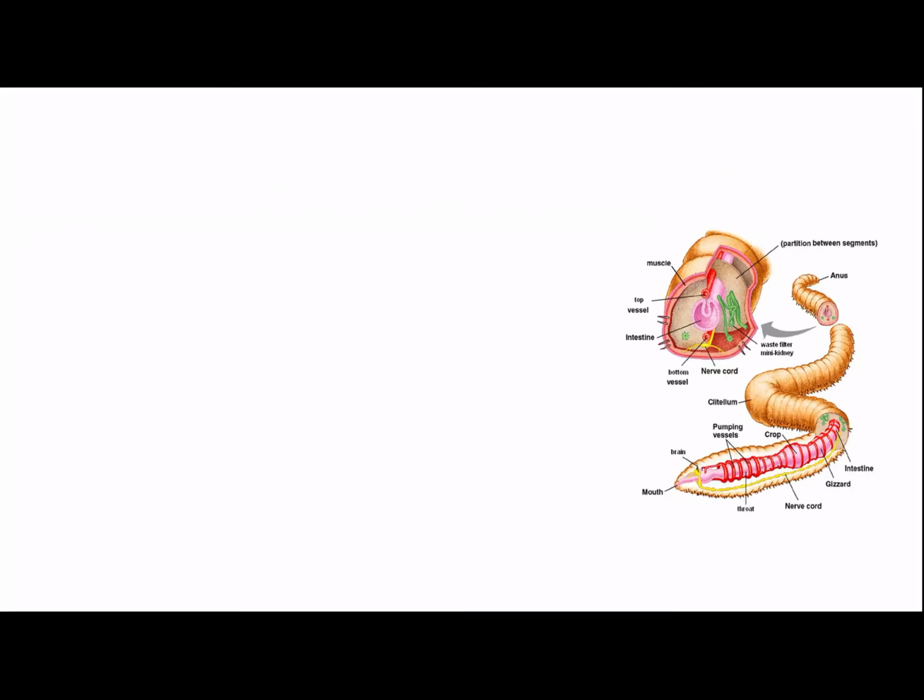Now there you can see in that diagram some of the internal organs of an earthworm. You can see that they have intestines, they have a nerve cord. You can see that they have a circulatory system, those pumping vessels. They do have like 7 hearts or heart-like structures. And there you can see in that one diagram that band that I was talking about.